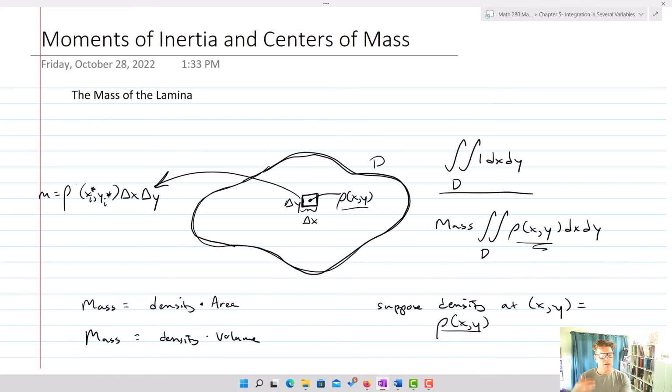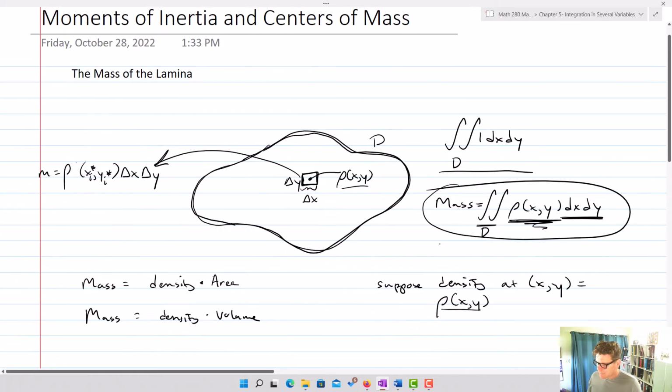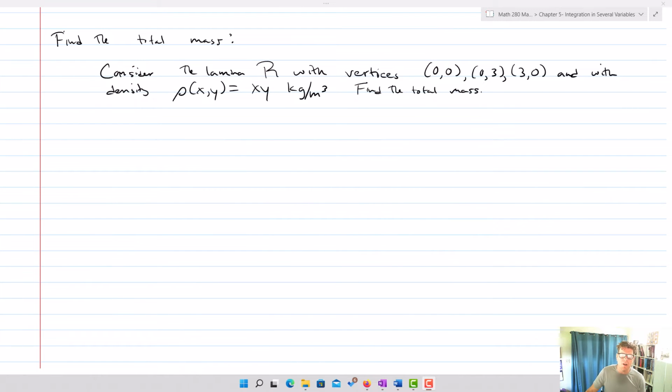You sum them all together, you take the limit as n goes to infinity, like we've done with integration, and what we end up with is the double integral. This double integral gives me the area, and then we basically multiply it through by the density. So there's our mass. That's actually going to end up being equal to our mass. All right, so let's go in and find the total mass.